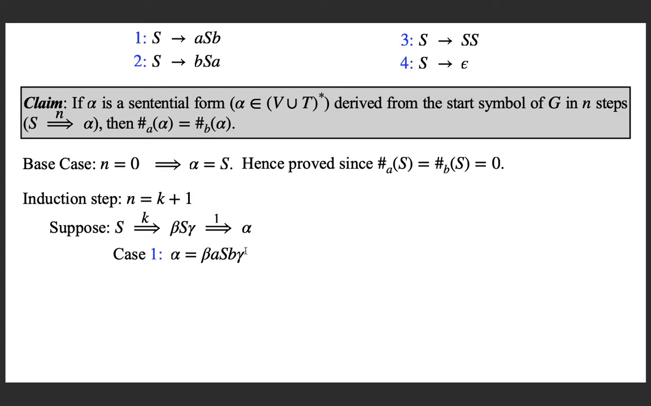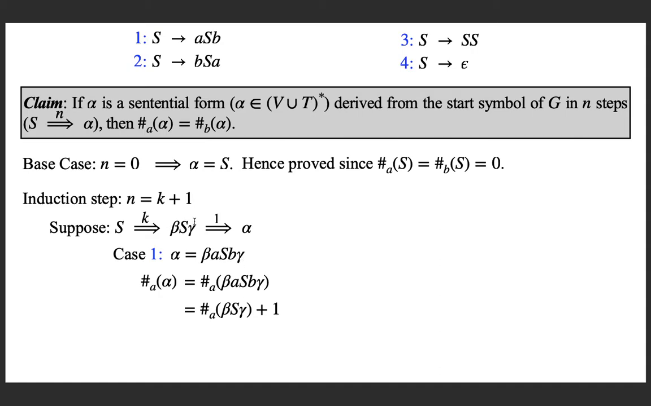Now you look at the number of A's in alpha. We want to prove that it is the same as the number of B's. But what is it? Alpha is this string. So the number of A's in this string, I can write this as the number of A's in this string plus 1.